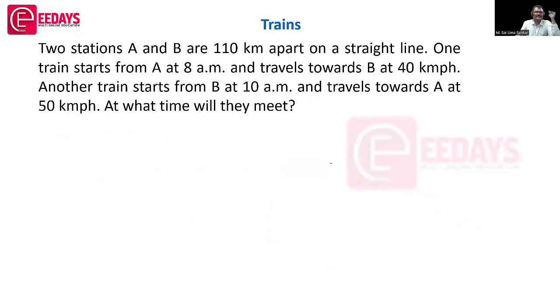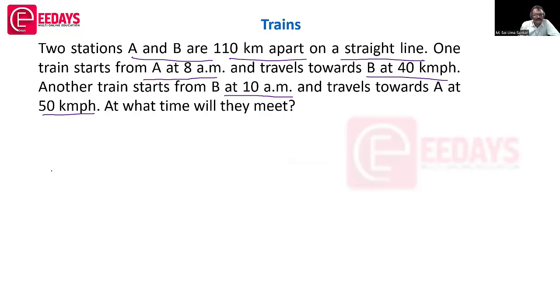Next question. Two stations A and B are 110 kilometers apart on a straight line. One train starts from A at 8 a.m. and travels towards B at 40 kilometers per hour. The other train starts from B at 10 a.m. and travels towards A at 50 kilometers per hour. At what time will they meet?